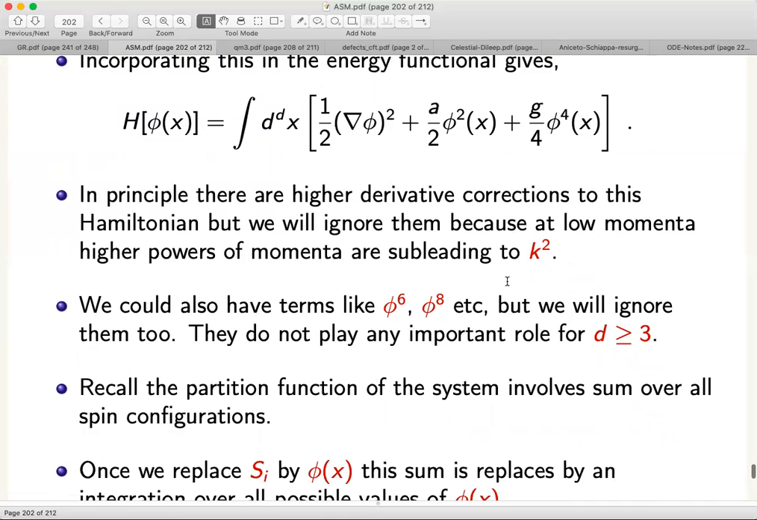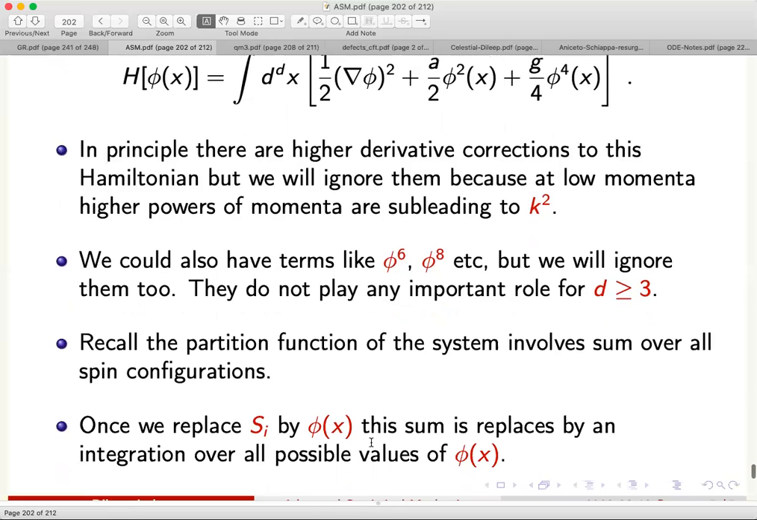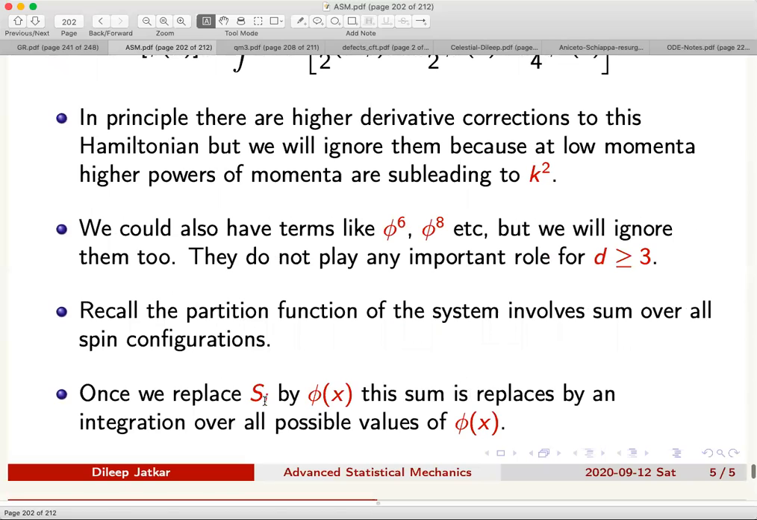Now let's go back to the spin system again. In the spin system, when we wrote down the partition function, we summed over all spin configurations. There was a sum over S_i taking plus or minus one values for all i. But now we are replacing S_i by phi. S_i was taking only plus or minus one values, but phi takes continuous values from minus infinity to plus infinity. Therefore we need to replace the sum over the spin values at all lattice sites by an integral over all values that phi would take for all spatial values. So it's an integral over values of phi for every x, and an integral over x. That is the kind of integral that we need to do.